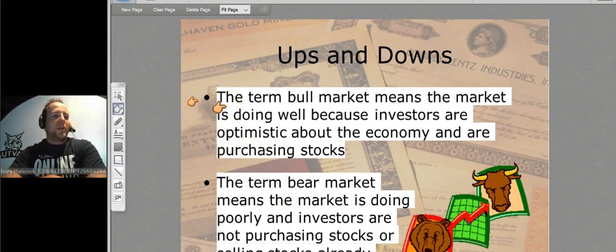Okay, so a couple other things, ups and downs. The term bull market means that the market is doing well because investors are optimistic in the economy and are purchasing stocks. So the more people that want to get into the market, you'll call it a bull market, and so it's going up. The term bear market means the market is doing poorly and investors are not purchasing stocks, and they're selling stocks they already own.